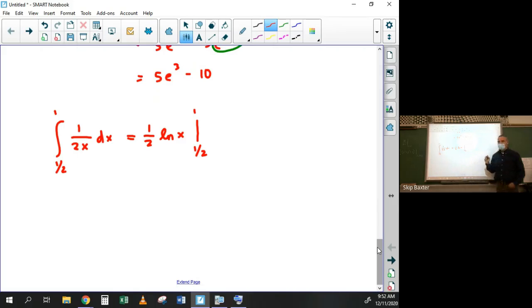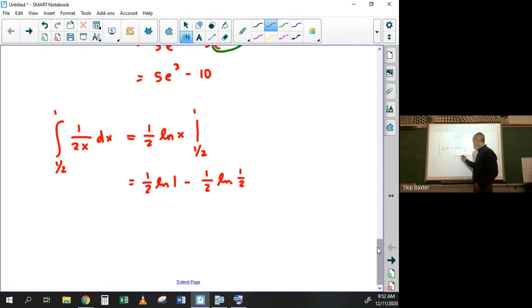Does that make sense? So you can't forget that special little exception to the power rule. So this is 1/2 ln 1 minus 1/2 ln 1/2. Now, if this was multiple choice, there's lots of things they can do to try and trick you. ln1 is 0, right? So this whole thing is just going to go away. But here you have negative 1/2 ln of 1/2. Think about all the ways they could manipulate this to try and confuse you in a multiple choice question.